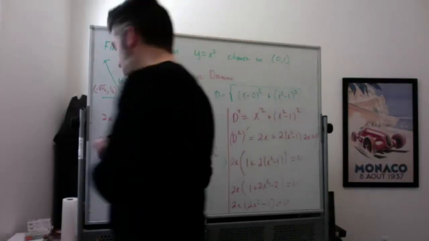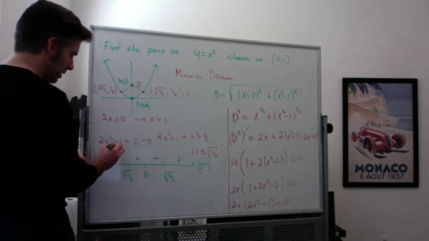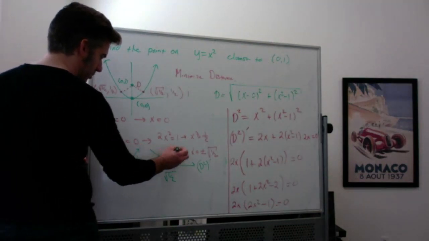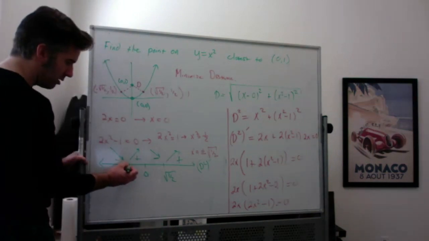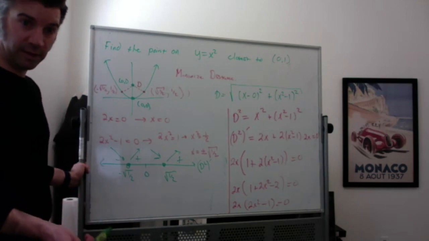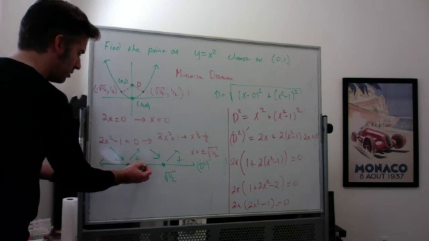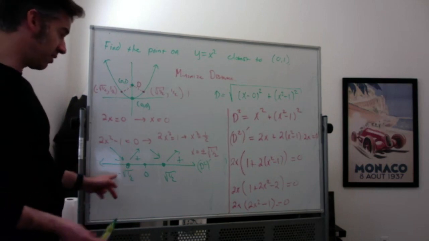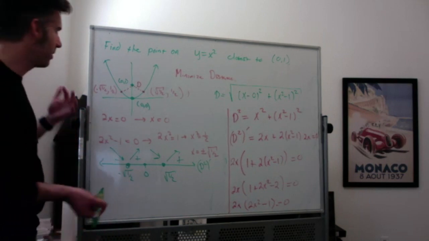So our function, our distance squared, is getting smaller, then getting bigger, then getting smaller, and then getting bigger. So right here and right here, the square of the distance is as small as possible. Right here, the square of the distance is actually not as big as possible, but bigger than anything around it. So it's kind of interesting.